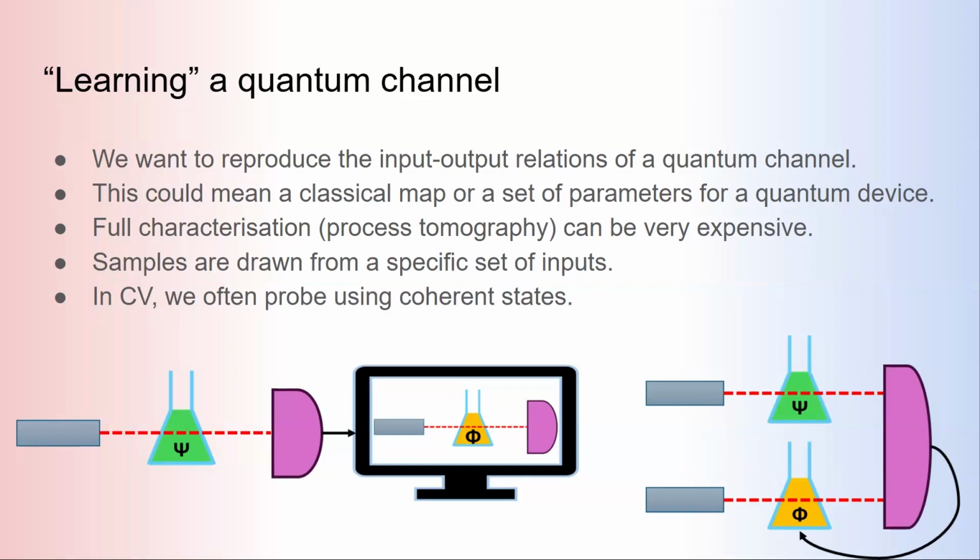Alternatively, we can have some quantum device, and we want to tune the parameters of it so it best imitates the target channel. So we have some target channel, and we have some learned channel, and by sending states through both of them and measuring how close the outputs are, we might learn in that way by minimizing the difference between them. In any case, what we want is to be able to reproduce the input-output relations. That can mean a classical map or a set of parameters or anything else. By the way, feel free to interrupt me at any time if I'm being unclear.